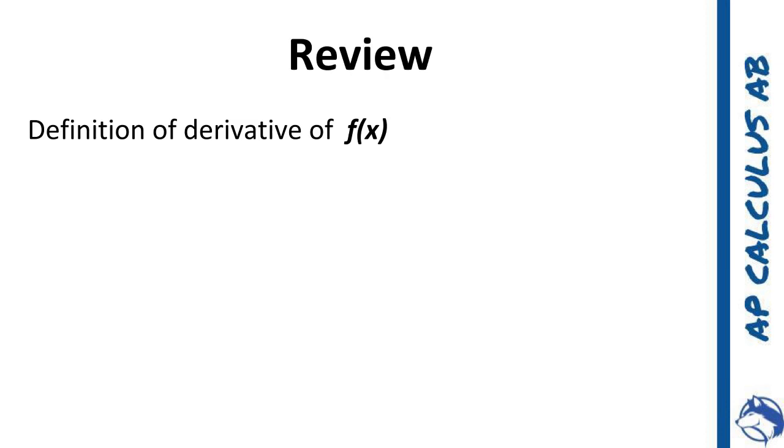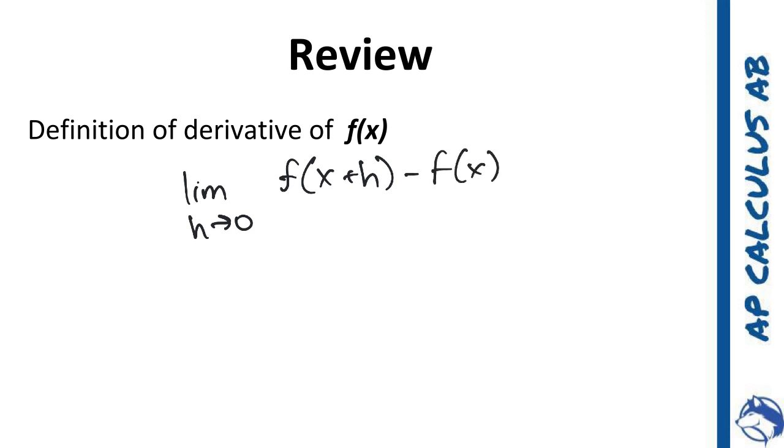So the definition of a derivative, from what we know already, is the limit as h approaches 0 of f(x plus h), where h is just that area after the original point. So we're finding the slope between these 2 points, and then this is h on the bottom. And so as h approaches 0, we have to do some manipulation.